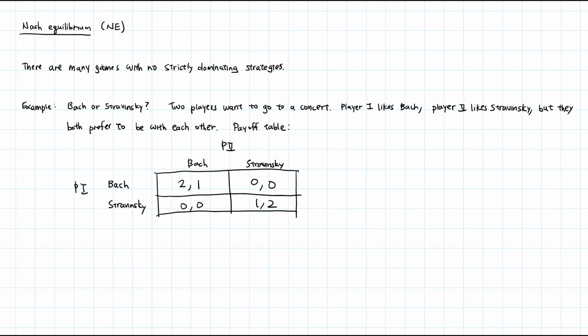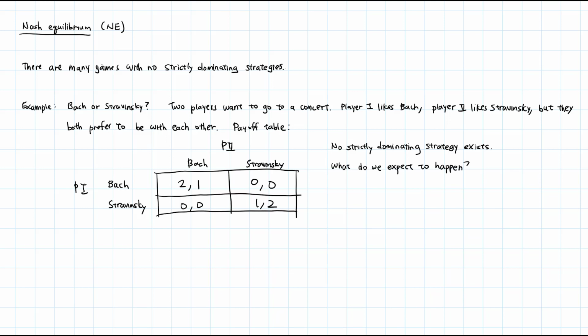Now, if you are wondering why we had chosen Bach and Stravinsky, that is because this game was originally the battle of the sexes, where a couple is trying to decide to go to a baseball game or an opera. And eventually, the game theorists decided to keep the same initials and made it more classy. Now looking at the payoff table, it should be easy to see that no strictly dominating strategy exists for either player. So, what do we expect to happen in this case?